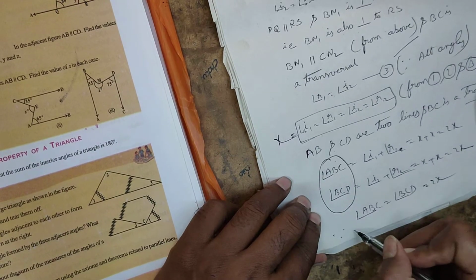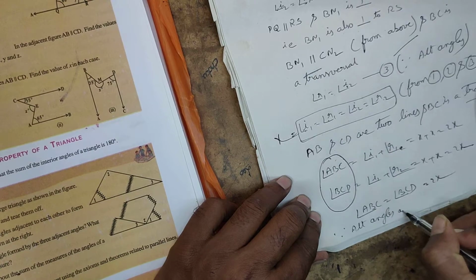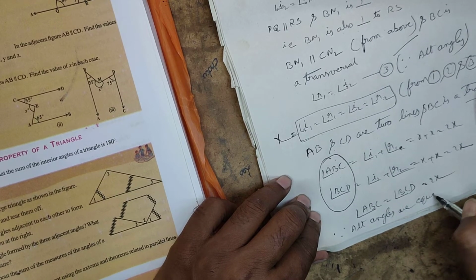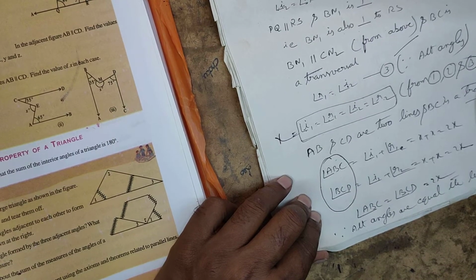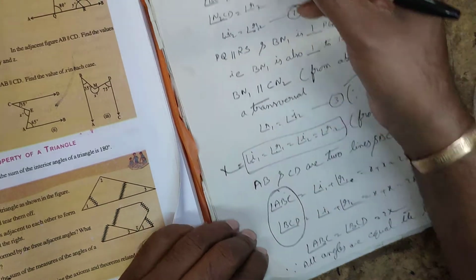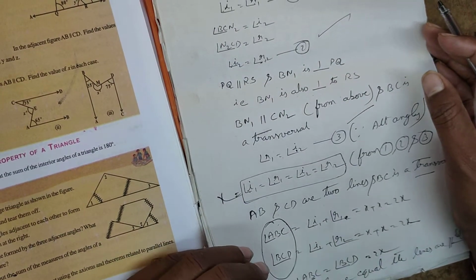Since alternate angles are equal, the lines are parallel. What lines are parallel? AB is parallel to CD. Hence proved. Okay. Now the last sum.